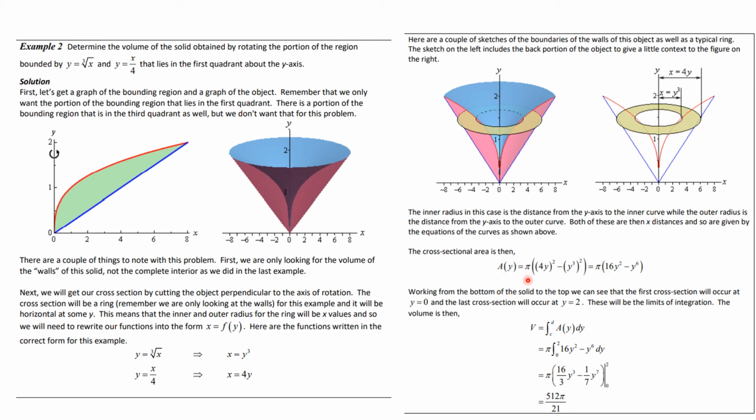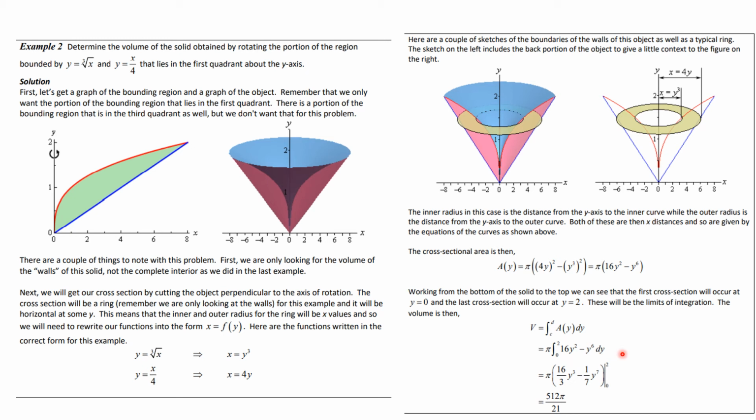So the area is going to be pi times the outer radius whole squared minus the inner radius whole squared. And when we simplify that, we get pi times 16y squared minus, since that was y cubed, y to the 6th. And we're going to be going from 0 to 2, because that's where the y's go from for this. You could also find that by finding the intersection of these two curves, setting them equal.